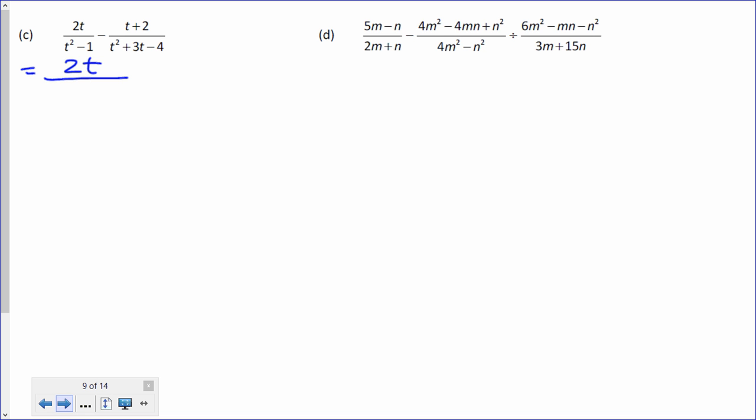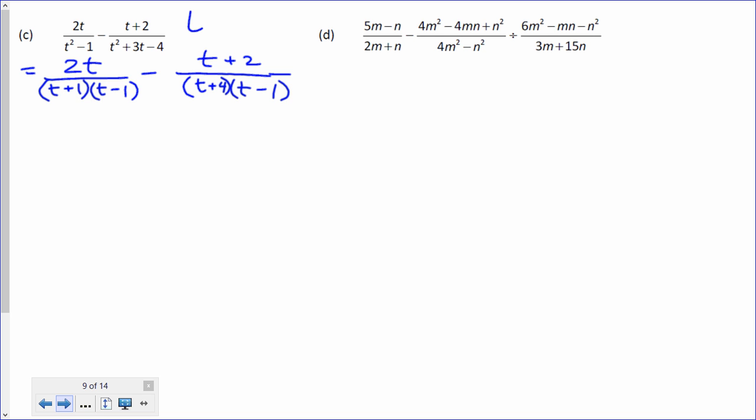T squared minus 1 would become? T plus 1, t minus 1. T plus 1 times t minus 1. And then the second expression, t squared plus 3t minus 4, becomes t plus 4, t minus 1. True? Okay, and then just copy the numerator.